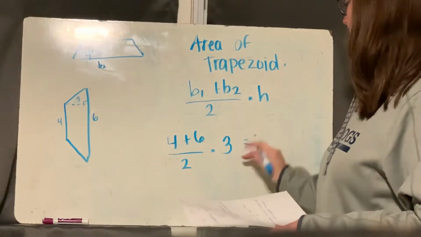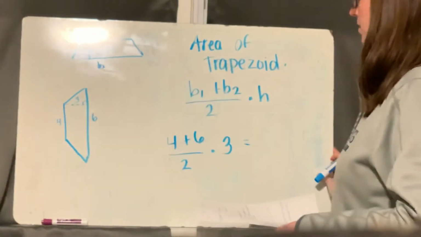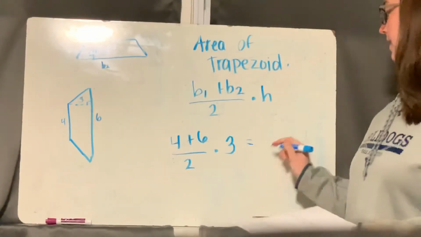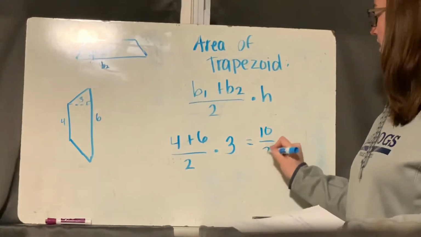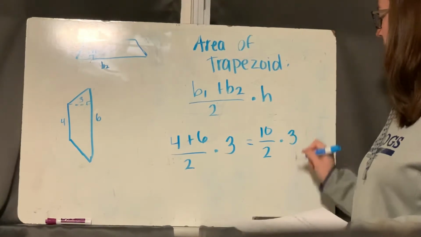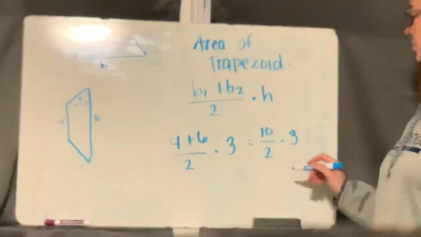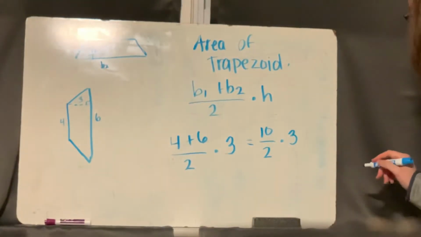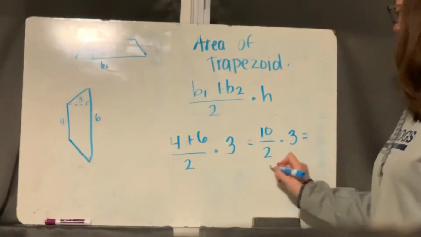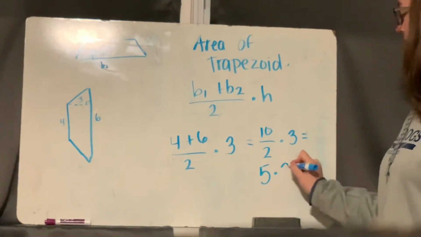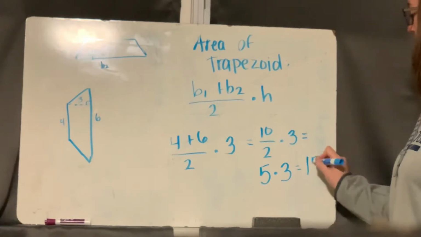is my height. Do one thing at a time. We always do one thing at a time. 4 plus 6 is 10 over 2 times 3. 10 over 2 simplifies to 5 because it's 10 divided by 2. So this is going to equal 5 times 3, which is 15.